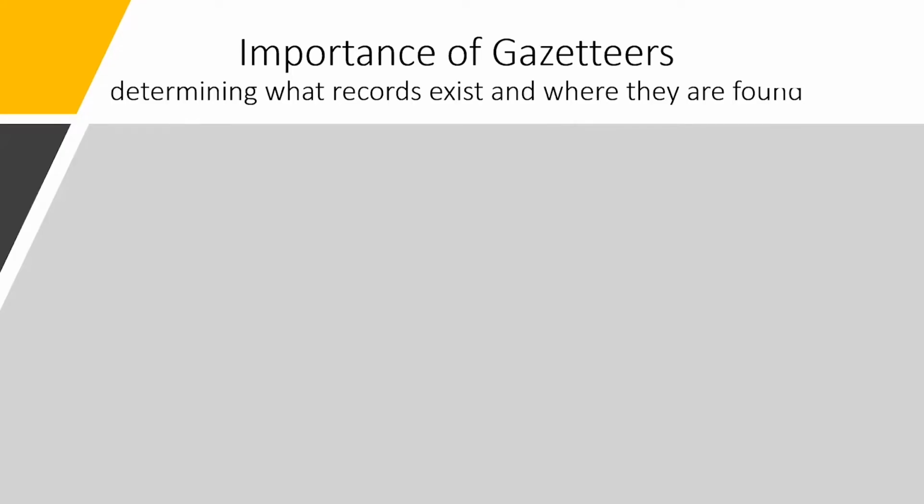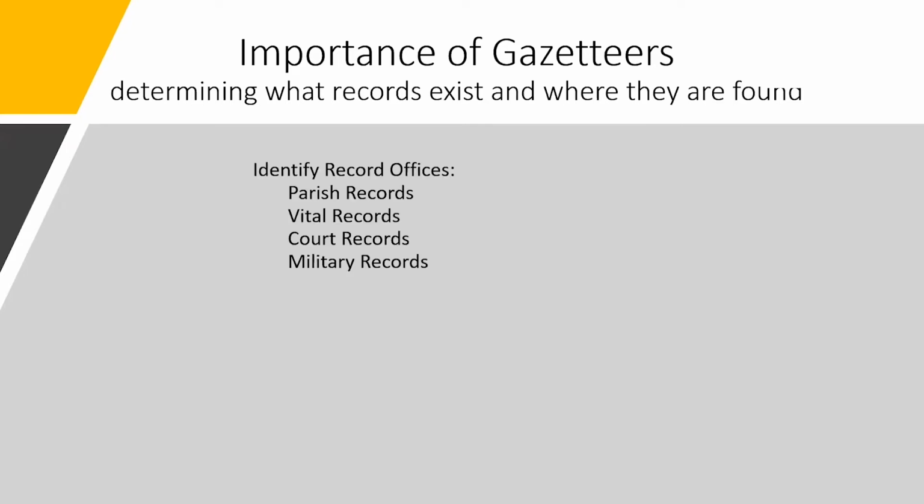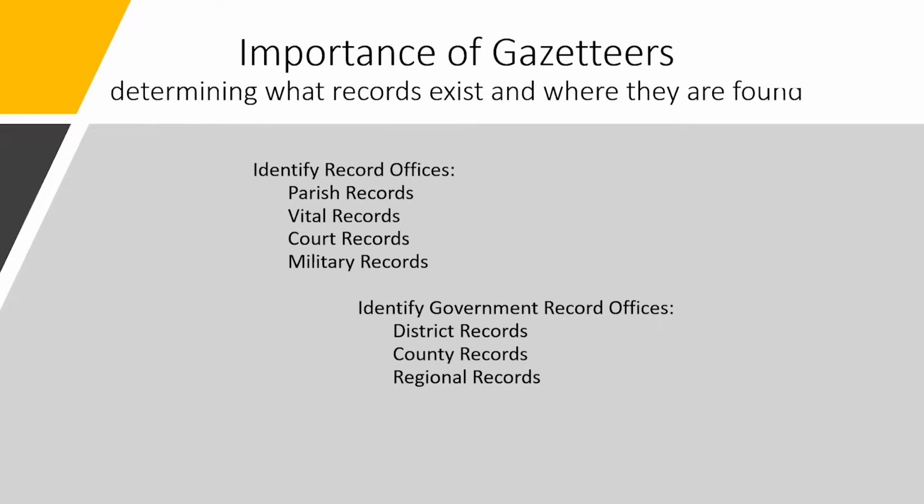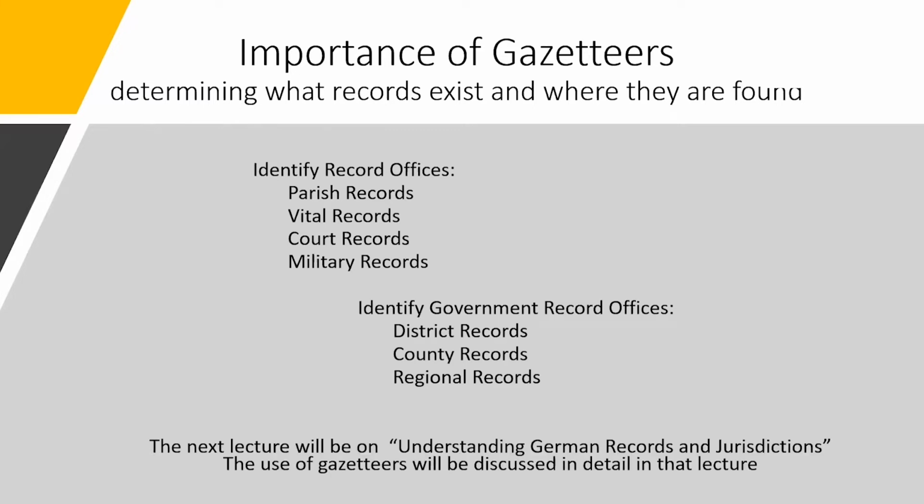A knowledge of gazetteers is critical in determining what records exist and where the record offices are for parish, vital, court, and military records, as well as for the record offices for government districts, county, and regional records. The next lecture will be on understanding German records and jurisdiction. The use of gazetteers will be discussed in detail in that lecture.